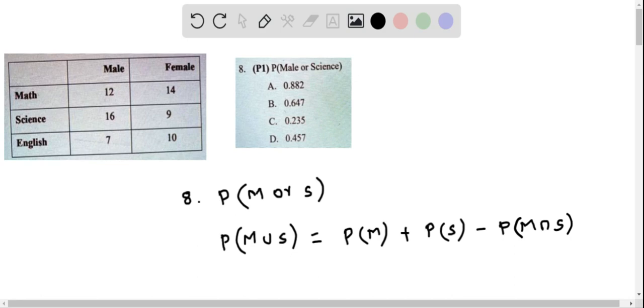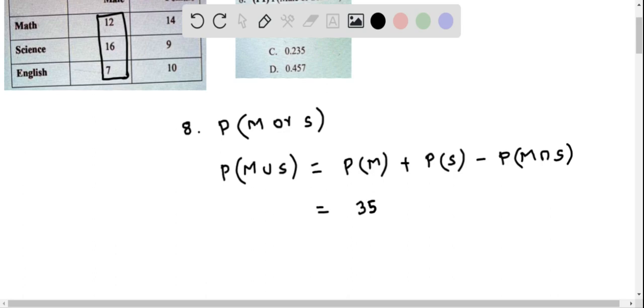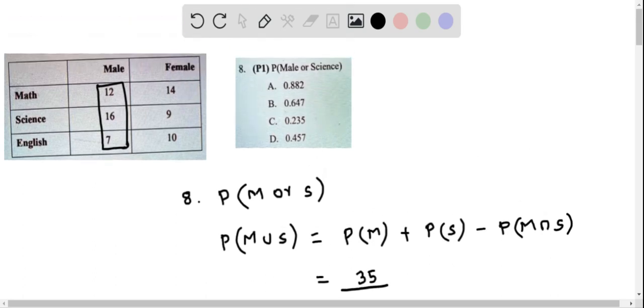For that, we determine the total number of male students by summing up the numbers in the male column. So this equals 12 plus 16 is 28, 28 plus 7 is 35. So we put 35, and this is divided by the total students. We can find the total students by adding all the numbers in this table.